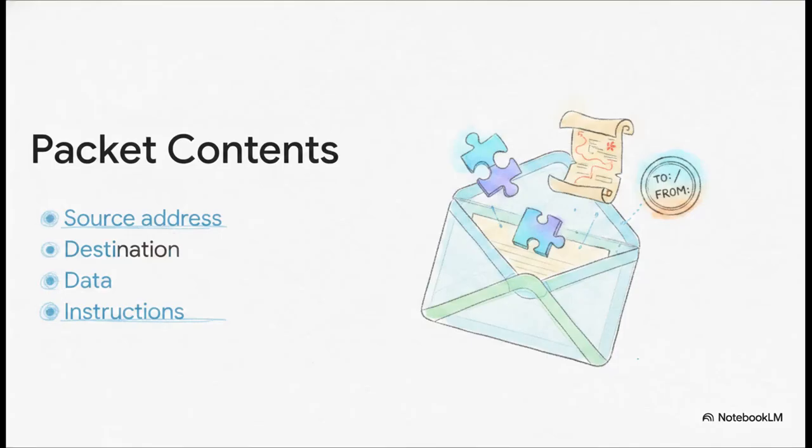Now, once we have that address, your browser fires off its request. But here's the catch. It doesn't send it as one giant, clunky file. It slices your data up into packets. You can think of packets as tiny digital envelopes. Every single one of these packets carries its own source address, its destination address, a little tiny slice of the data, and the instructions for reassembly.